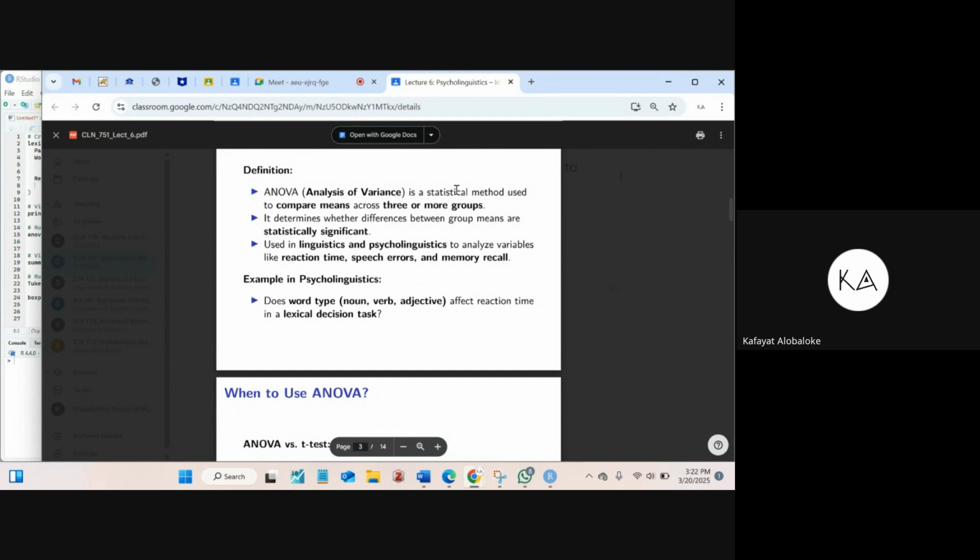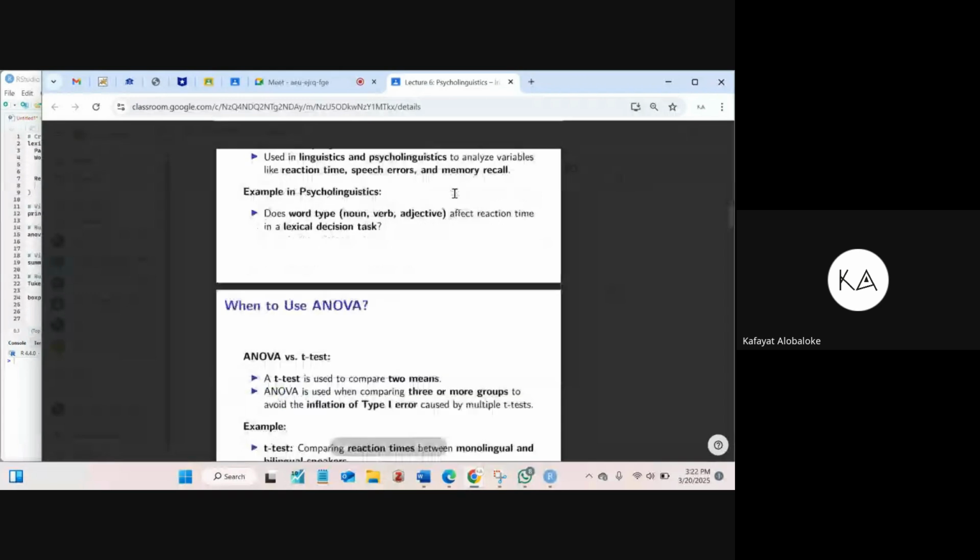So in psycholinguistics, what do we use ANOVA for? We use it to analyze variables such as reaction times, speech errors, and memory recall. A perfect example in psycholinguistics is if you want to see what word type, like noun, verb, adjective, or pronoun, affects reaction time in a lexical decision task.